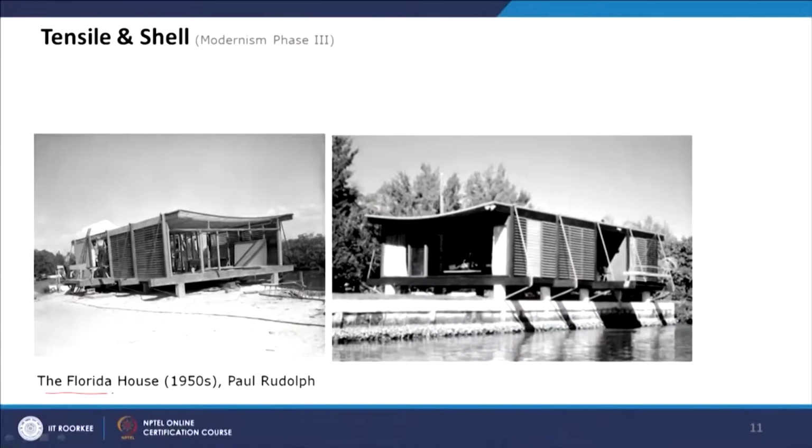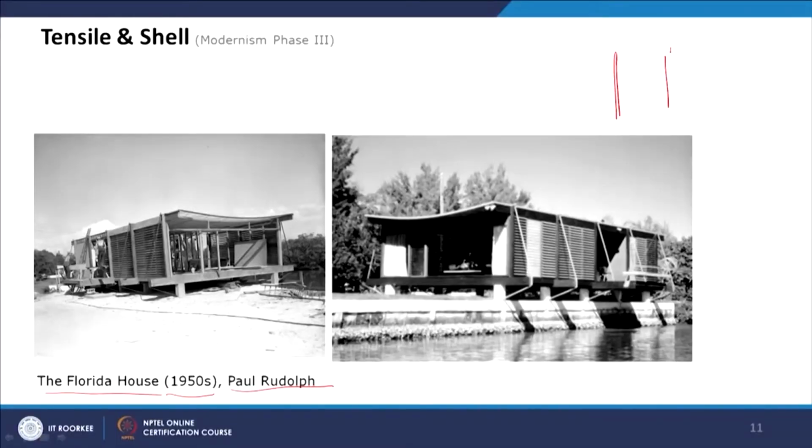This is a Florida house designed by Paul Rudolph in the 1950s. This is a temporary house, and then it got dismantled. Here these are the main steel members, this is the roof, and from this steel member the floor of this house is getting hung. So this is the structural member. From here a tensile member is supporting this roof, and this roof is supporting this floor.